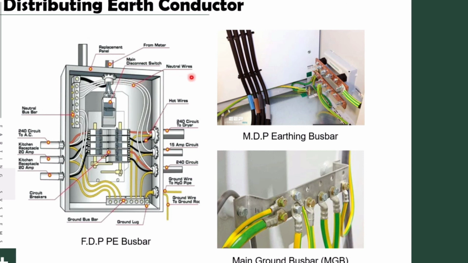final loads. And sometimes I make a separate panel for earthing called the main ground bus bar, MGB, and I connect to this main ground bus bar the conductor which is coming from the earth pit, and after that I distribute those conductors to the main distribution panel or the final distribution panel, or I can take those conductors to earth the equipment and the machines.